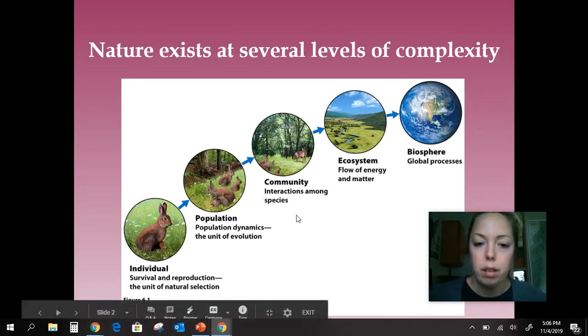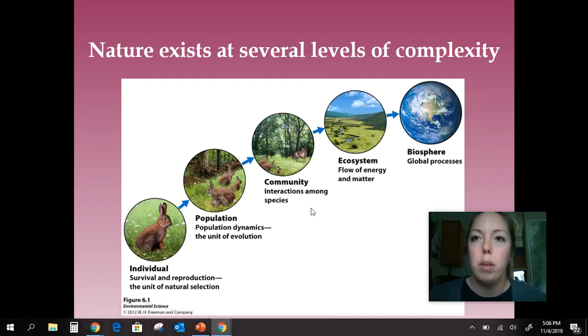The third level of complexity is right here, community. A community incorporates all the populations of organisms within a given area. Just like a population, the boundaries of a community can be defined by the state or the federal agency responsible for managing it. And scientists who study communities are generally interested in how species interact with one another. So, the interactions between species.